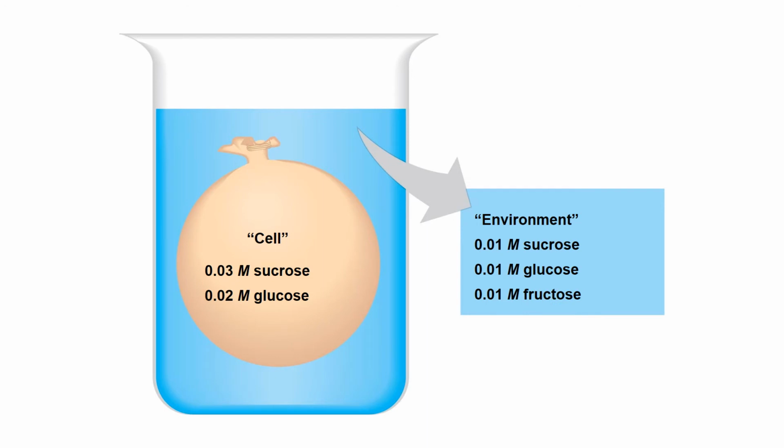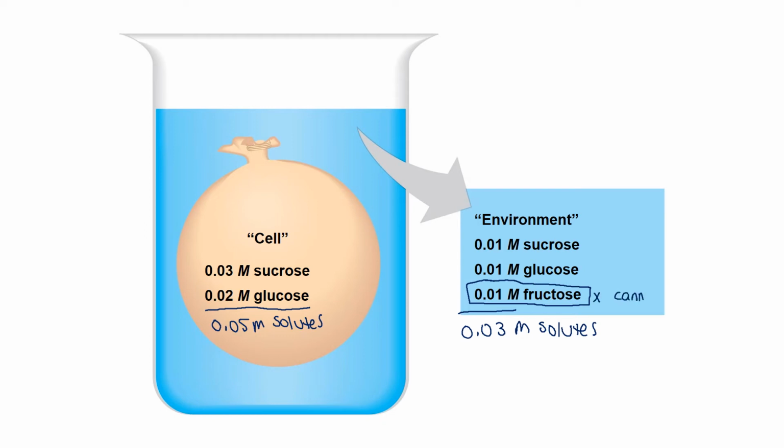Okay, so let's go ahead and look at another few examples, except they're going to be increasingly getting a little bit more complex. So here we have a cell. Okay, so we have this cell, and we could just add up the total concentration of solutes inside the cell. Here we have 0.05 molar of solutes. And then in the environment, we have 0.03 molar of solutes.